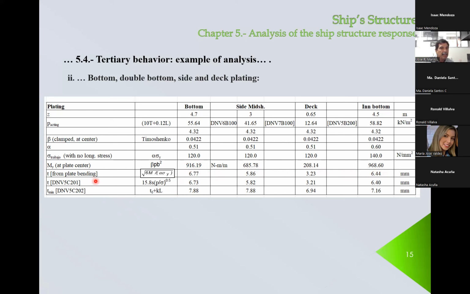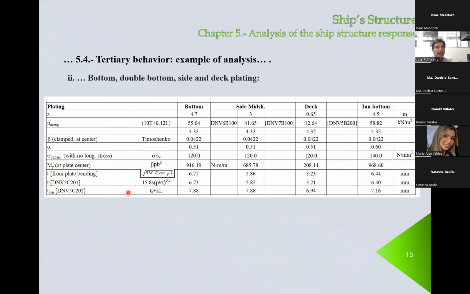Then we apply this formulation from DNV. And you see that these two values are very close. Basically, this is what DNV is using. Basically, they are considering plate bending.